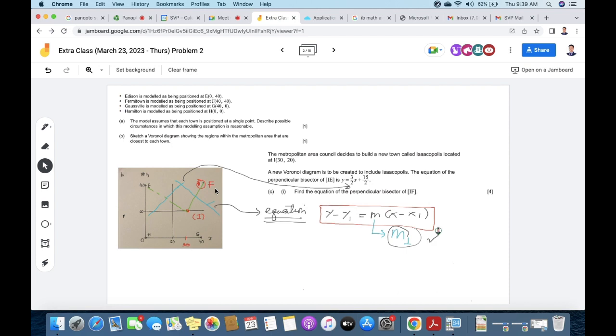What else do we need to know? Midpoint. Why do we need to know the midpoint? Why the midpoint? Why not this? Let me encircle it using a yellow line. Why not the coordinate of I or the coordinate of F? Why the midpoint?